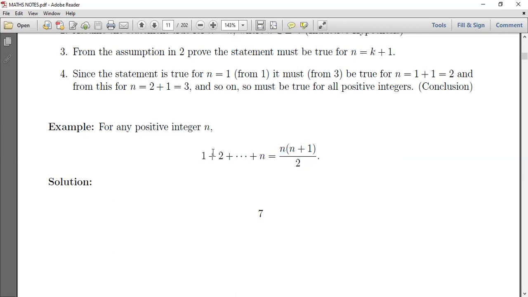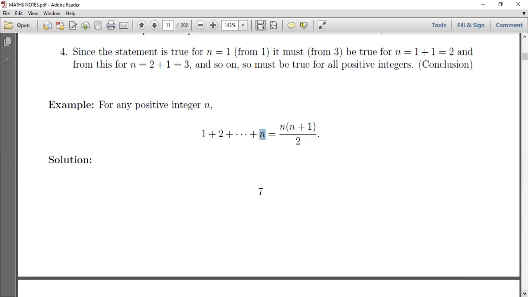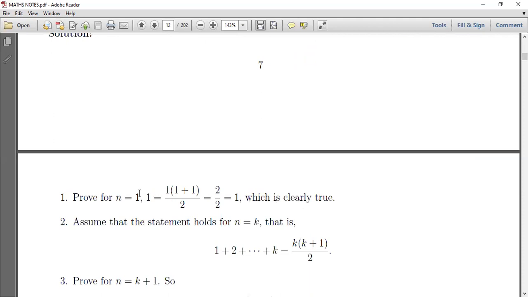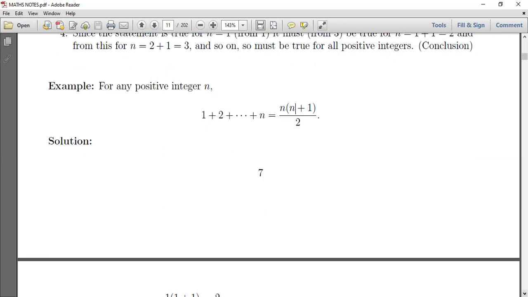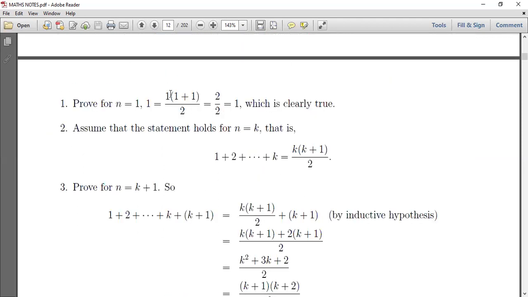So it's the sum of counting numbers up to a certain number n. If my n is 1, I'm just saying 1. Then that should be equal to, if I go to that formula, n times n plus 1 over 2, and put 1 here, 1 times 1 plus 1, which is 2. 2 times 1, that's 2. 2 over 2, which is 1, which is true. So 1 is equal to 2 over 2, which is 1. So this is clearly true for n equal to 1.